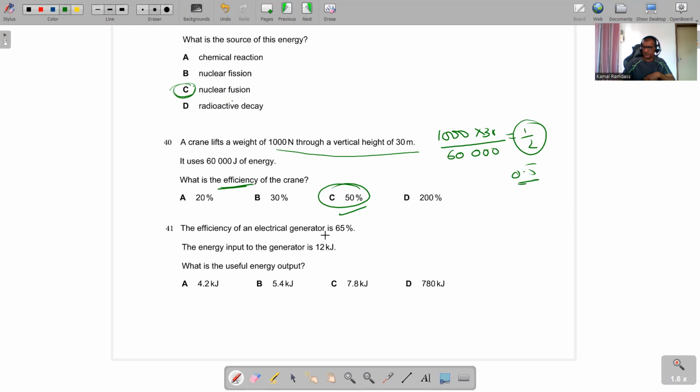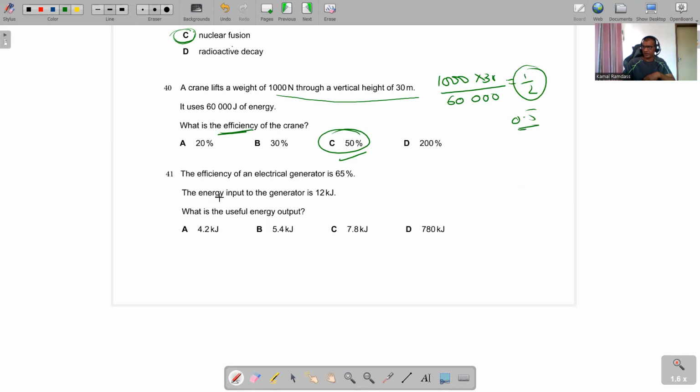The efficiency of an electrical generator is 65%. The energy input to the generator is 12 kilojoules. What is the useful energy output? Efficiency is equal to output divided by input, so output is equal to efficiency times input. The input is 12 kilojoules, so 0.65 multiplied by 12,000. In kilojoules, 12 times 0.65 gives 7.8.